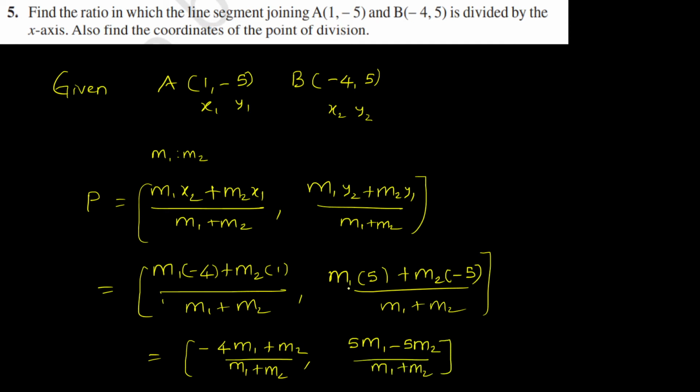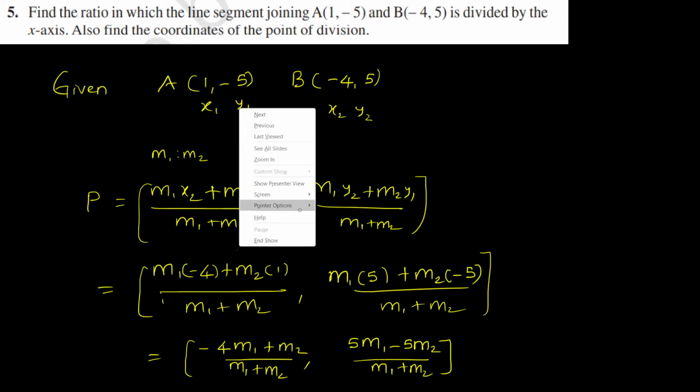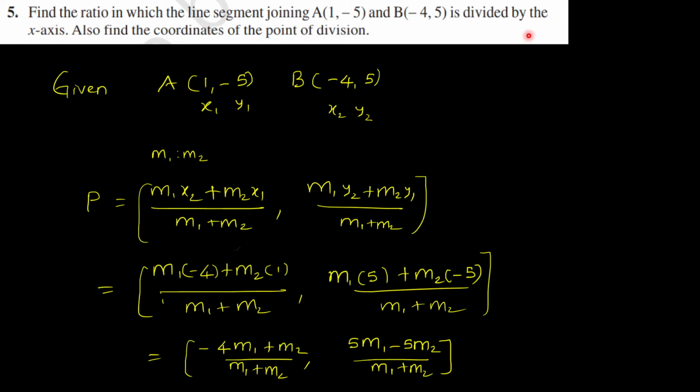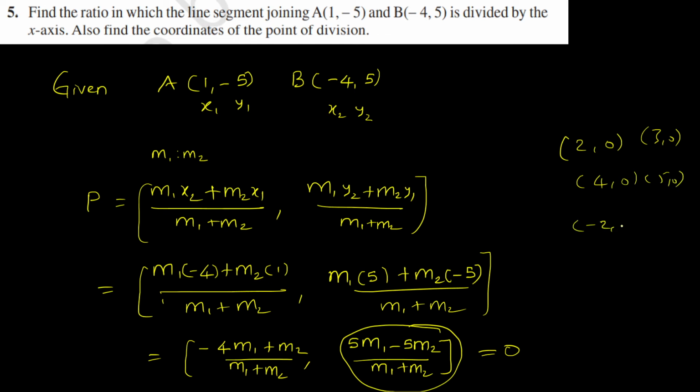This is our point. This point is on the x-axis. Divided by the x-axis means this division point, when we use the section formula, we get the division point, and it lies on the x-axis. And I have told you many times, any point which is lying on the x-axis will definitely have its y coordinate as 0. That means this entire value should be equal to 0, because the normal form of any point lying on the x-axis will be something like (2, 0) or (3, 0) or (4, 0) or (5, 0) or (-2, 0). Lying on the x-axis means the y coordinate should always be equal to 0.